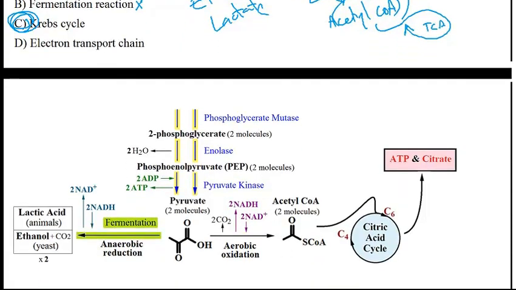And so here is a refresher from the first video that we had. Pyruvate via aerobic respiration gives rise to acetyl coenzyme A that can go through the citric acid cycle. And so that's why the Krebs cycle or citric acid cycle is the correct answer here.